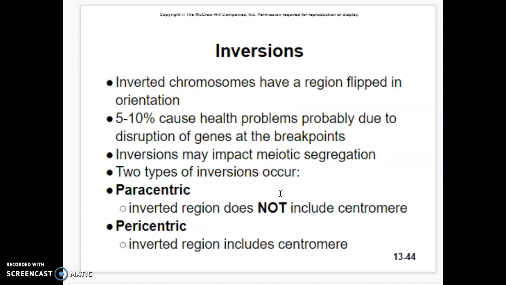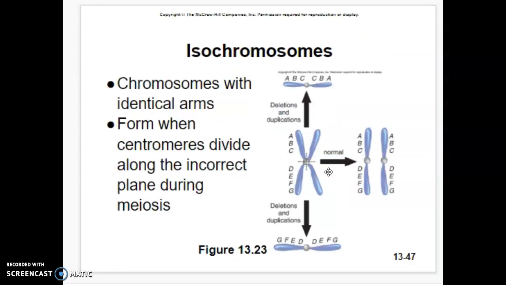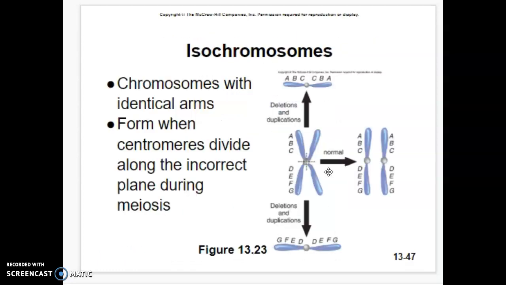And inversions, these are just basically a flipping of the chromosome, which causes the genes to be backwards. It basically occurs something like this. The chromosomes will flip and cross over and then trade off the genes in a wrong direction. And the only difference between paracentric and pericentric is where the centromere is involved. Isochromosomes, basically the chromosomes cut in the wrong direction.